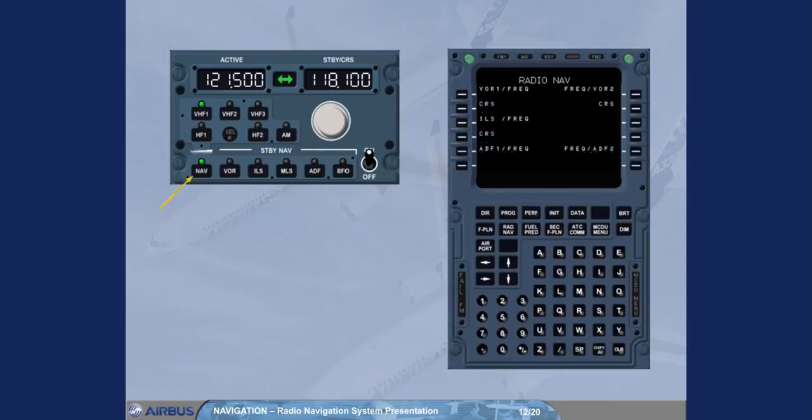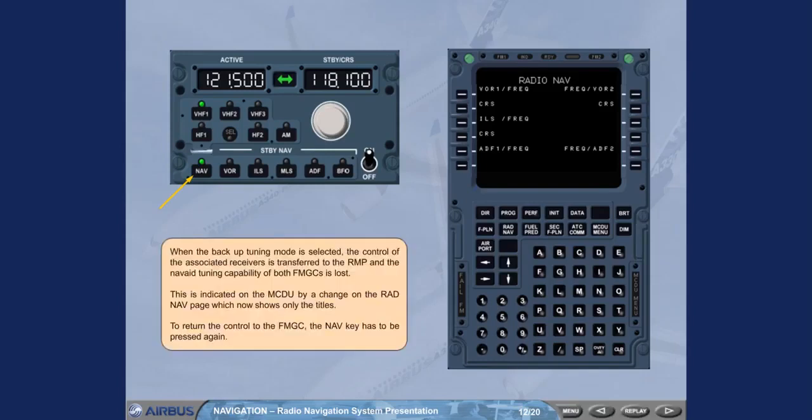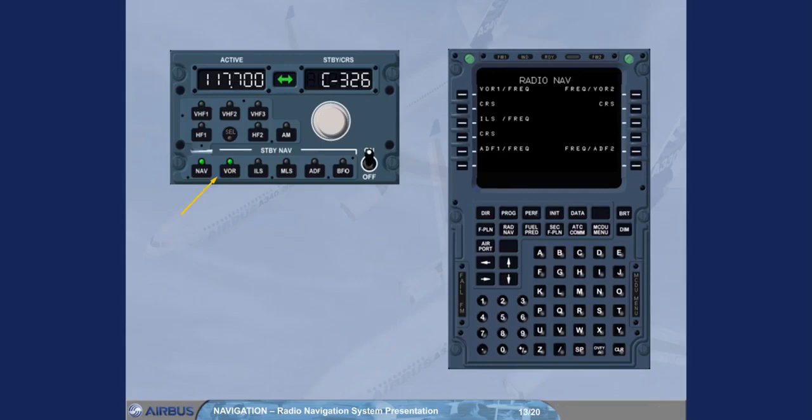When the backup tuning mode is selected, the control of the associated receivers is transferred to the RMP, and the nav aid tuning capability of both FMGCs is lost. This is indicated on the MCDU by a change on the radio navigation page, which now shows only the titles. To return the control to the FMGC, the nav key has to be pressed again. In backup tuning mode, the selection of one of the standby nav keys enables the crew to tune the associated nav aid.